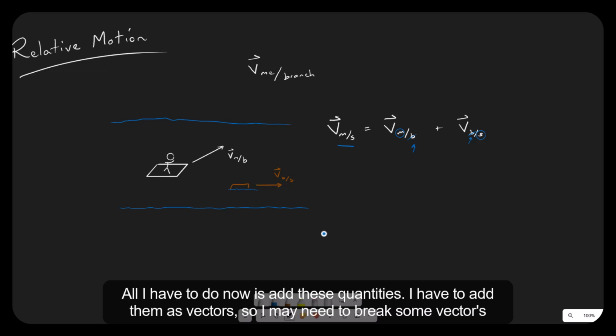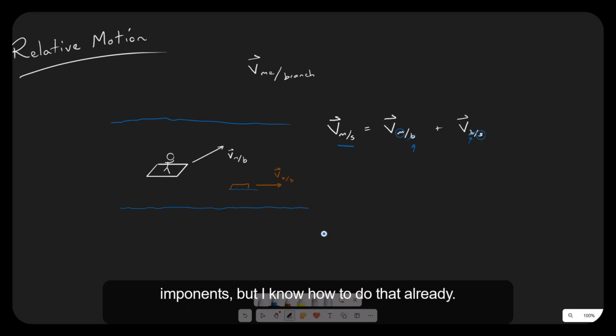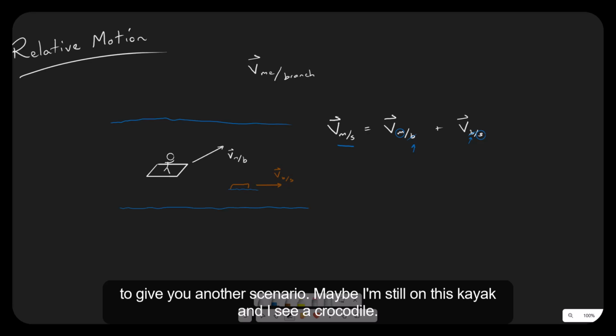All I have to do now is add these quantities. I have to add them as vectors, so I may need to break some vectors into components, but I know how to do that already. Not a tough problem. I'm going to give you another scenario.